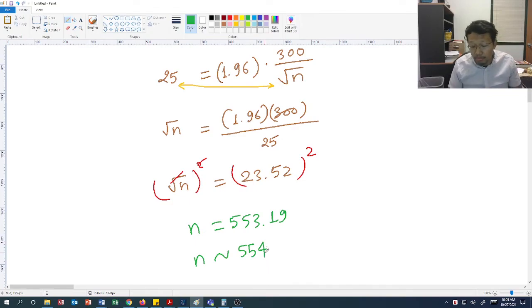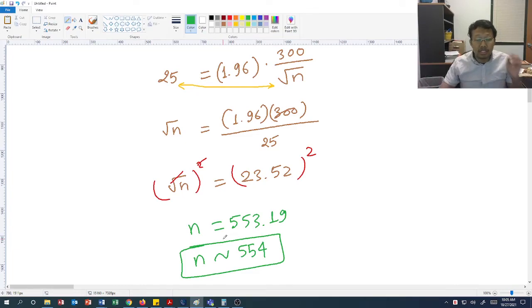So that would be the sample size that we must choose such that the error is 25 for the 95% confidence interval. That's how we find the sample size, and this process holds for the student's t distribution and proportion distribution as well. Okay, thank you.